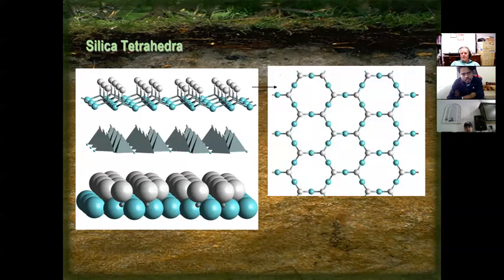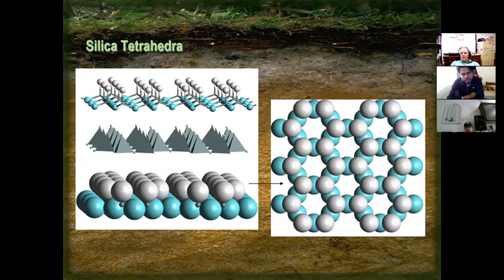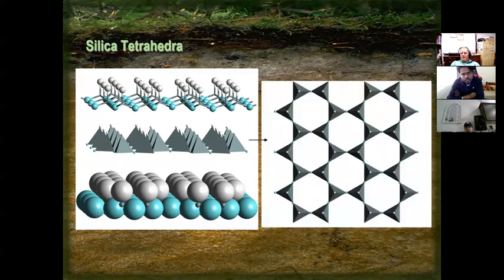Okay, yeah. So this is the ball and stick figure looking at it from the top. This is the bubble figure looking at it from the top. And this is the polyhedron figure looking at it from the top.